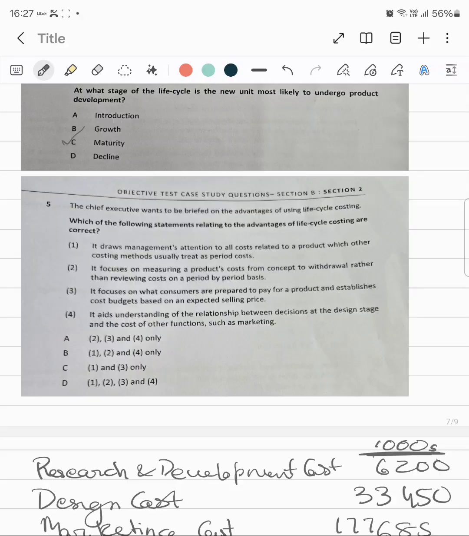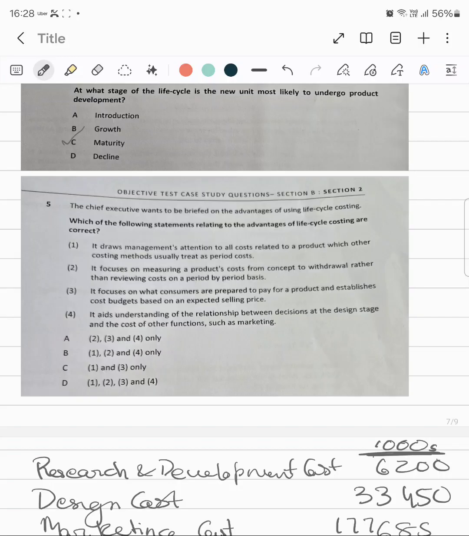It focuses on what consumers are prepared to pay for a product and establishes cost budgets based on expected selling price. No, this happens only in case of, I think, target costing, not in case of life cycle costing.